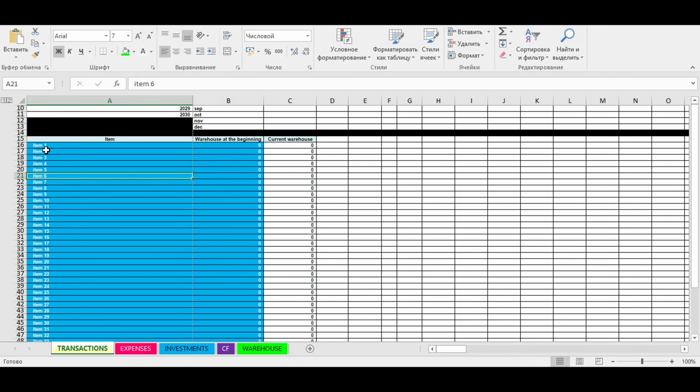For example, we'll take two items. We will buy and sell a chair and a table. And at the beginning of our projections, we will have 50 chairs in our warehouse, and we will have 100 tables. Okay, let's move forward.